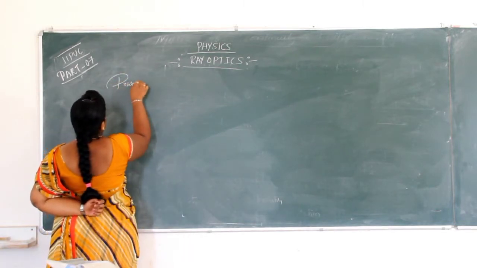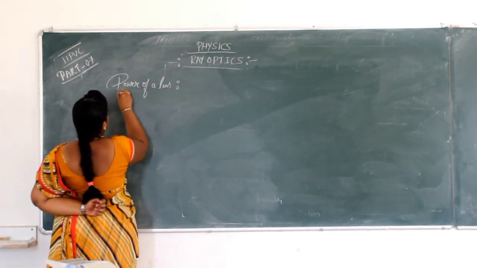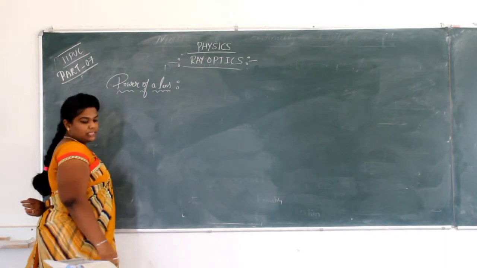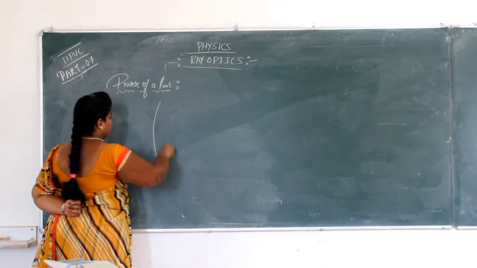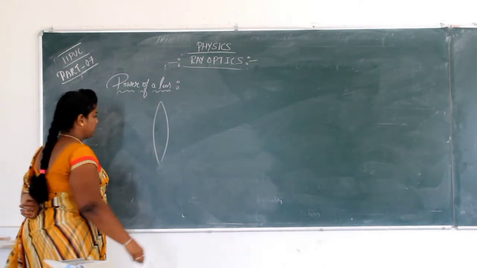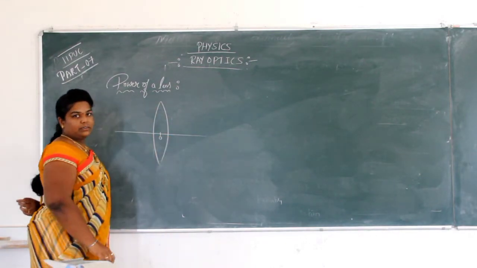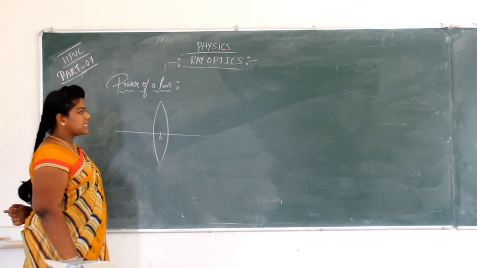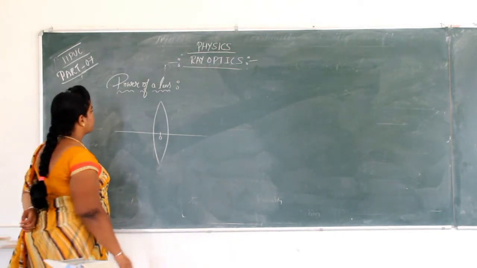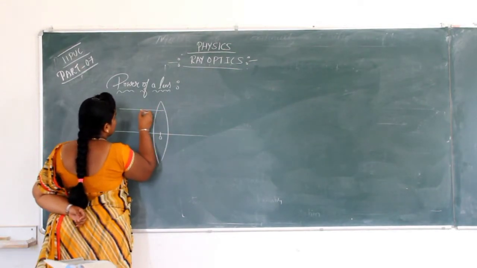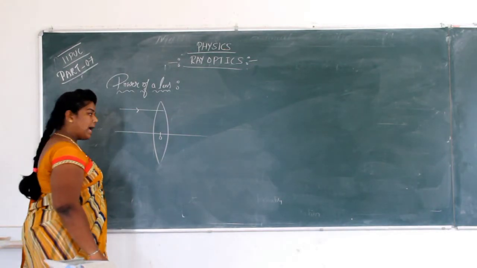So I am going to define the power of a lens. To define the power of a lens with the help of the tangent, I am using a convex lens. So I am going to draw a convex lens here. You know that it has a principal axis and an optic center. Now consider a convex lens with an optic center O. Then I am going to send in a beam of light which is parallel to the principal axis.